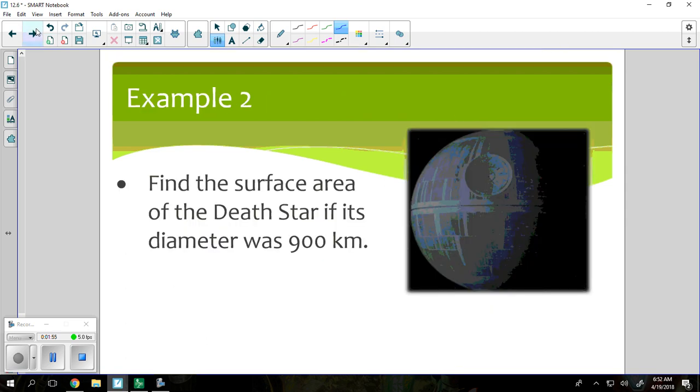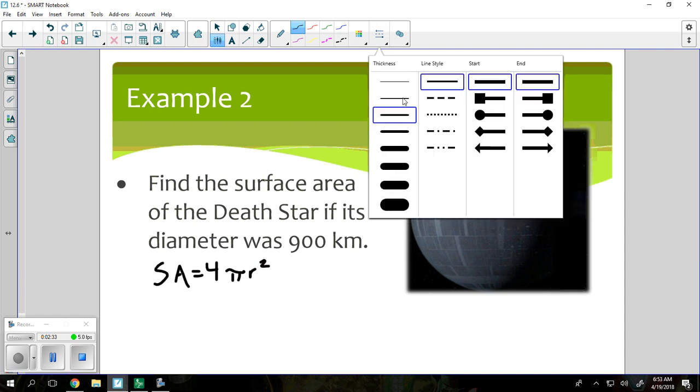Example 2. We are going to find the surface area of the Death Star if its diameter was 900 kilometers. And that is the diameter according to Wikipedia, as I researched a little bit. We're going to pretend like it is a perfect sphere, even though it's probably not quite. For our purposes, that's what we'll do. So diameter was 900 kilometers. So the surface area formula was again 4 pi r squared.